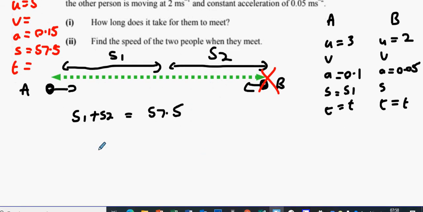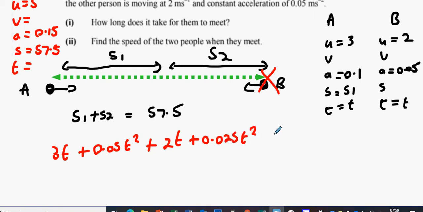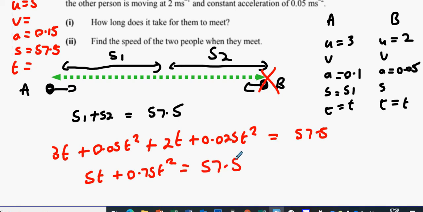So what we're going to do is S1 plus S2 equals 57.5. So UT plus a half AT squared for both of them. So you're going to get 3T plus a half of 0.1, which is 0.05 T squared, plus 2T plus half of 0.05, which is 0.025 T squared, equals 57.5. And then we can see that it ends up the same as the relative approach, because you're going to get 5T plus 0.075 T squared equals 57.5. Is that cool with you guys?